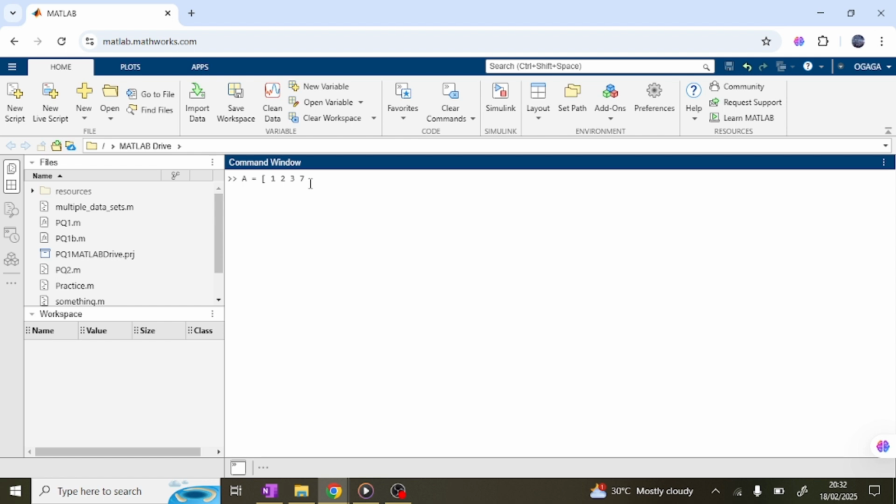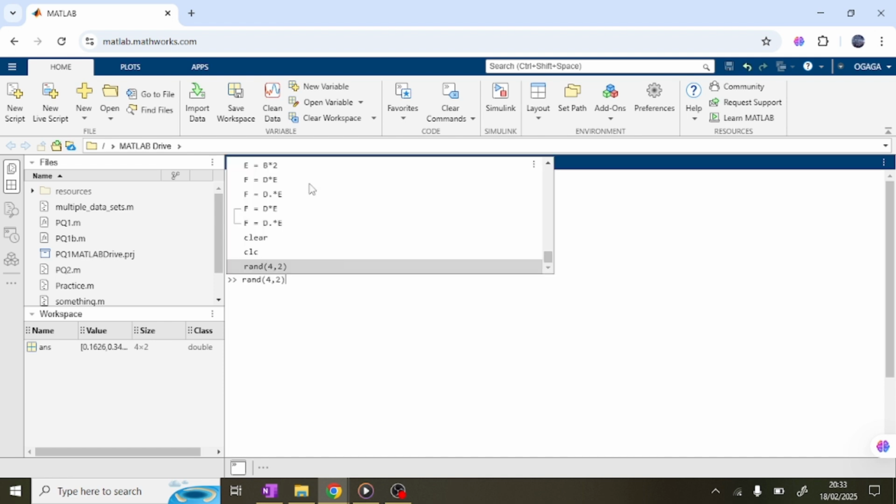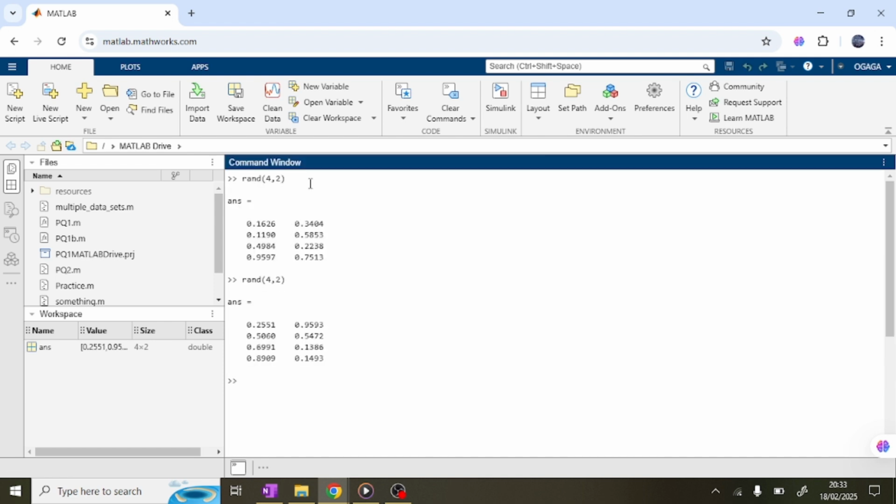We can populate a matrix randomly, giving it random numbers, with the help of a function or command, rand. This gives us random numbers of any size. If we say we need a 4 by 2 matrix, it will give us a 4 by 2 matrix of random numbers. If you do that again, you will have other random numbers. Like you see, they are different.